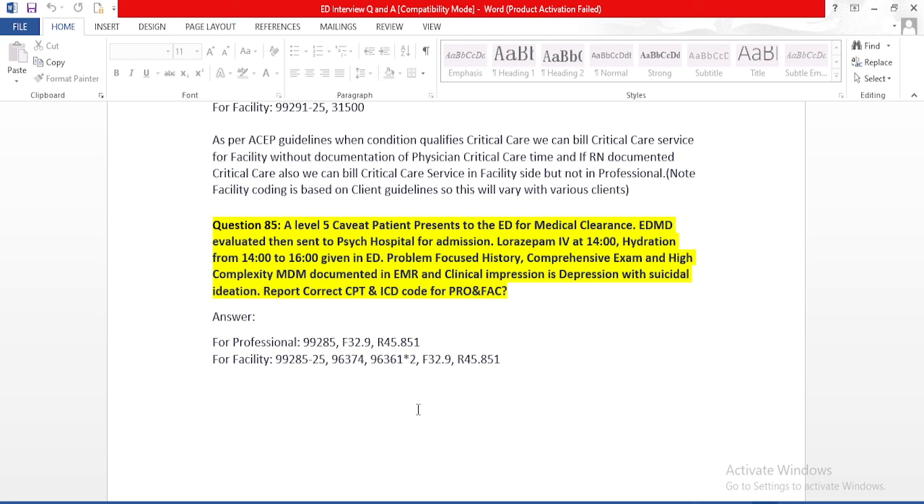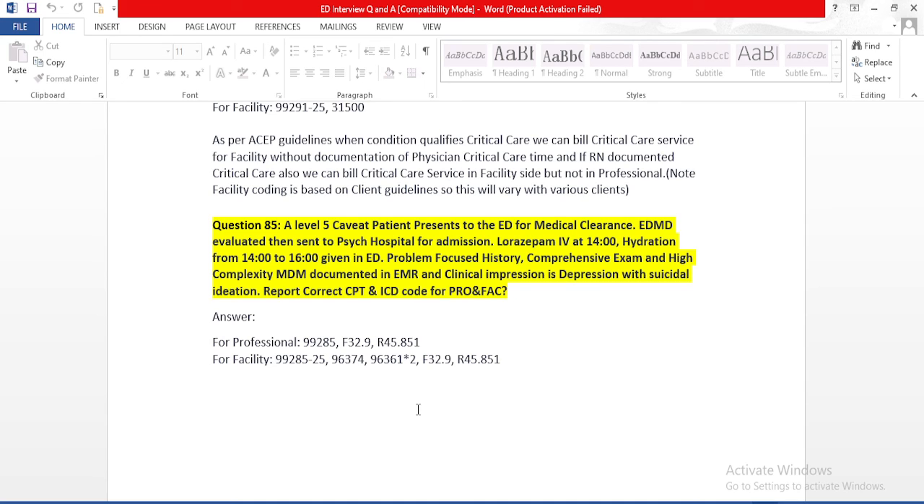So last and final question. A level 5 caveat patient presents to the ED for medical clearance. EDMD evaluated, then sent to psych hospital for admission. Lorazepam IV at 14 hours and hydration from 14 to 16 hours given in the ED. The physician has performed a problem focused history, comprehensive exam, and high complexity medical decision making documented in the EMR, and clinical impression is depression with suicidal ideation. How do we code here?